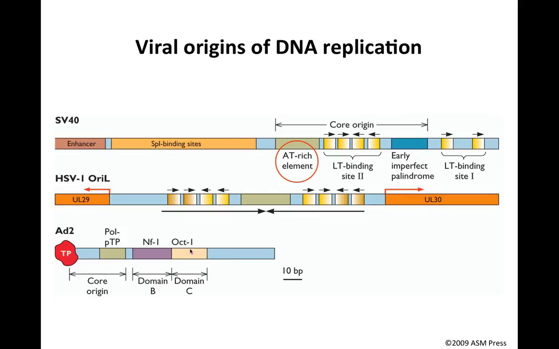So you can see these origins tend to have transcriptional regulatory regions neighboring them, either factor binding sites or promoters themselves. The red arrow is actually a promoter from which RNA synthesis initiates. Here's a gene encoding a protein called UL29, and its mRNA initiates at the red arrow. So AT-rich elements, repeated sequences for binding of origin binding proteins, and proximity to transcriptional regulatory regions are all common features of viral origins of replication.